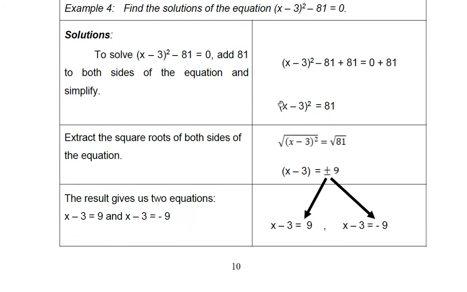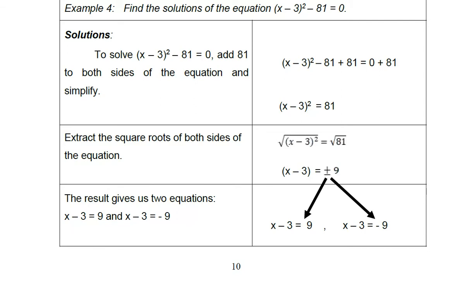So don't multiply this. Just simply take the square root of both sides. So the square and the radical sign cancel, and what remains is x minus 3. Then you get the square root of 81, that is positive and negative 9.